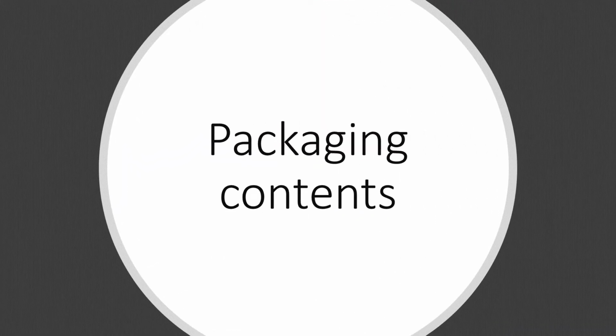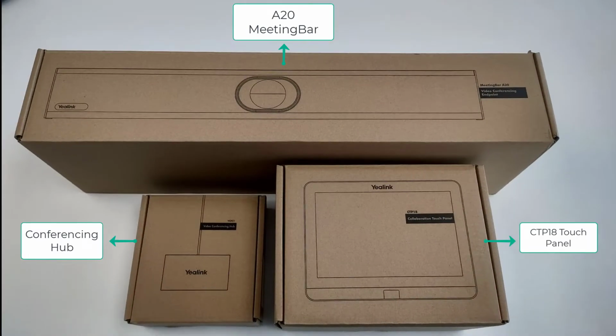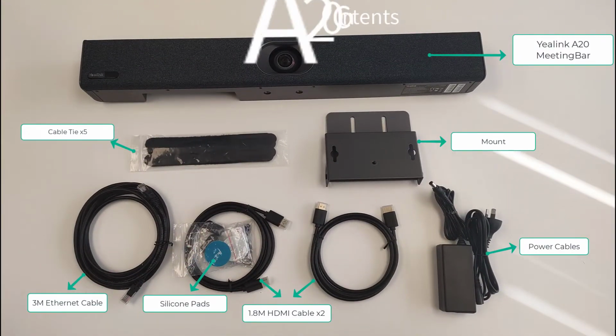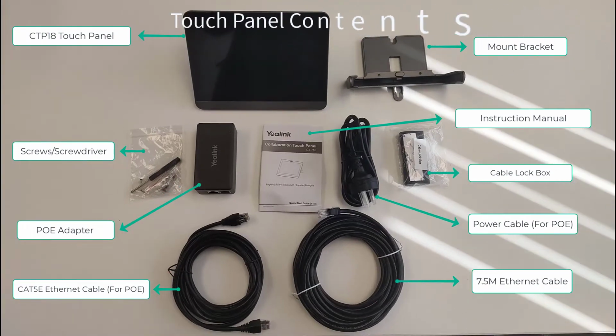And here you'll see the contents of the packaging, so what you should receive in your boxes for the meeting kit or the meeting bar. Everything will be labeled, so just pause the video to have a quick read of what you should receive in the boxes.